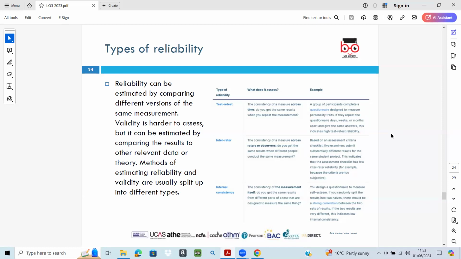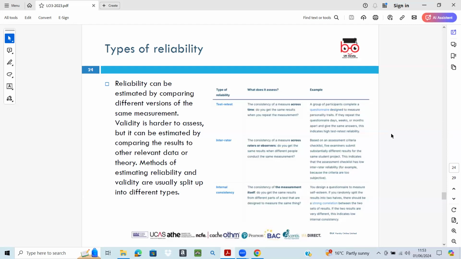Then we have inter-rater reliability. Inter-rater reliability focuses on the consistency of measurement when different raters or observers assess the same phenomena, and it examines the agreement between multiple raters in their interpretation or judgment. Inter-rater reliability is crucial in fields where subjective assessments are common, such as qualitative research, observational studies, or clinical evaluation.